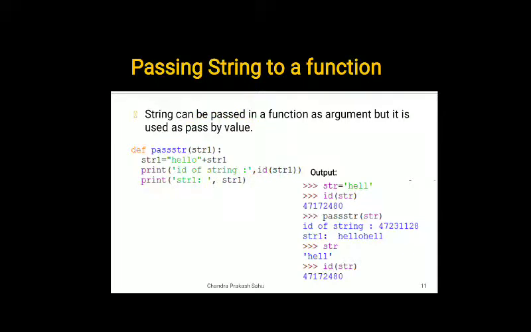Here str1 is given the value of str. In the first line, the value that is passed from the console is updated and another string, hello, is added at the start. So now we have a new string, hello plus hell, which was passed from the console. It creates a new string object in memory, hello hell.